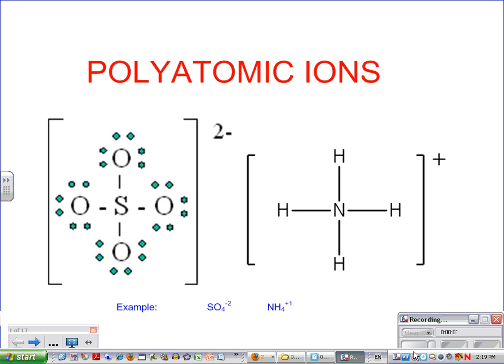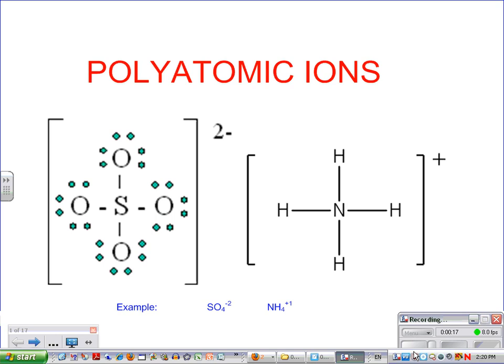This is our first day of new notes, and this is bonding that we're going to be talking about. But up here we have written polyatomic ions. So what I would do is at the bottom of your paper, you've got some room down there, write the word polyatomic ions and this definition.